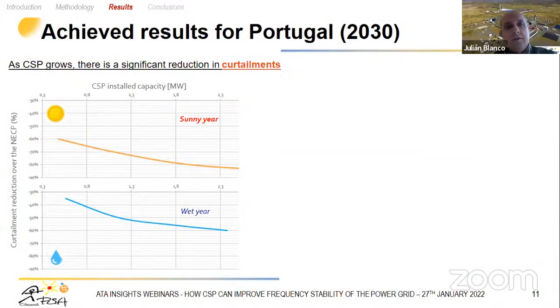You can see here the evolution of the curtailments against the CSP capacity that could be introduced in the system. In the sunny year we go from 0.3 GW, which is the starting point, up to close to 2 GW. We can see that the curtailment could be reduced, in the range of 1.5 GW, by around 75%, always against the reference of the national plan. In the wet year, for the same 1.5 GW, we would have a 50% curtailment reduction.